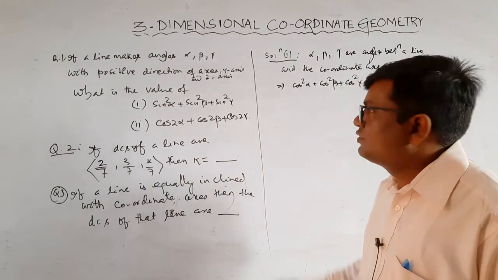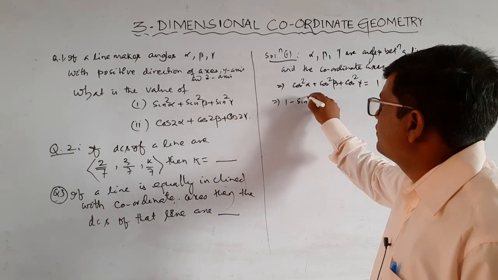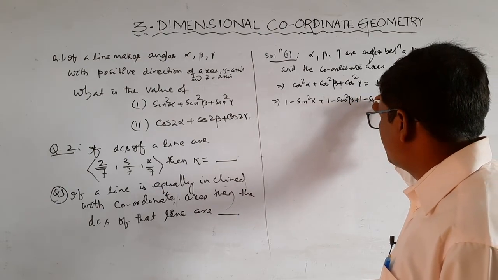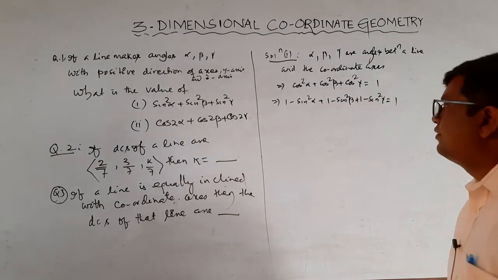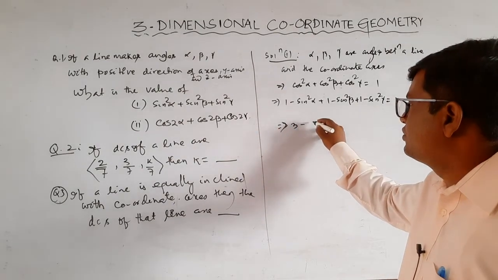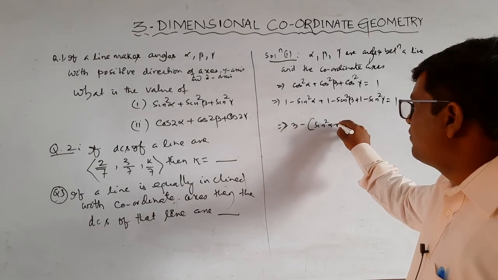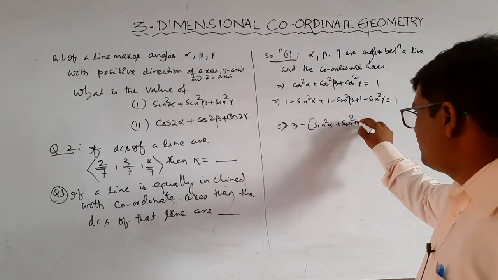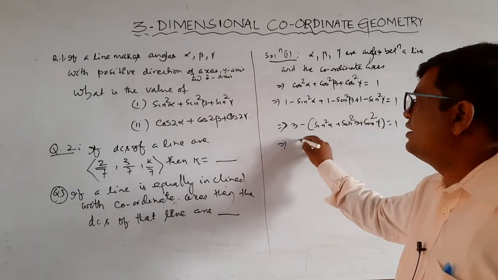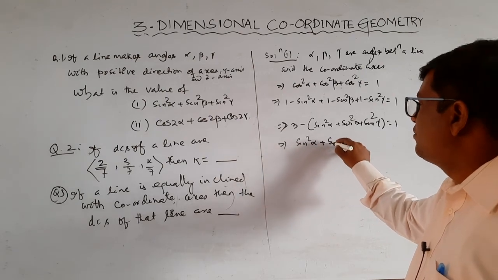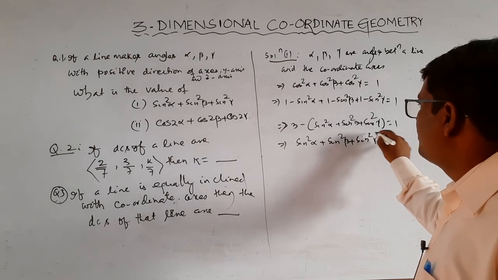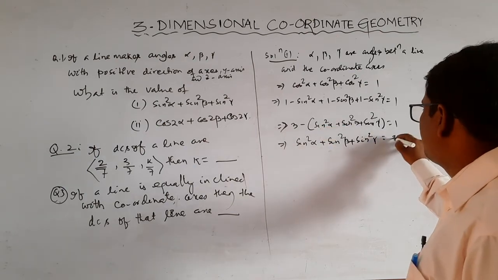Converting into sine form: 1 minus sin square alpha plus 1 minus sin square beta plus 1 minus sin square gamma is equal to 1. That implies 3 minus (sin square alpha plus sin square beta plus sin square gamma) is equal to 1. That implies sin square alpha plus sin square beta plus sin square gamma is equal to 3 minus 1, that is 2.